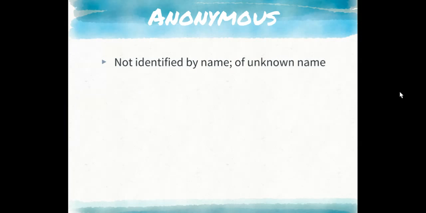Next is anonymous, so not identified by name or of an unknown name. So if you do something anonymously, so if you give a gift at Christmas anonymously, you give something to someone, but you're not identified. They don't know who it's from.